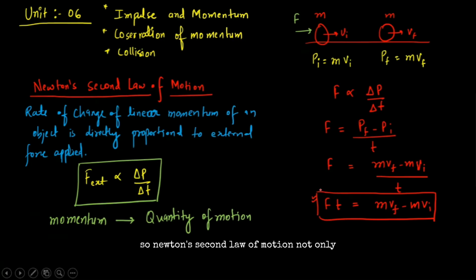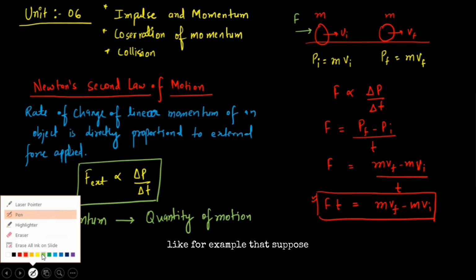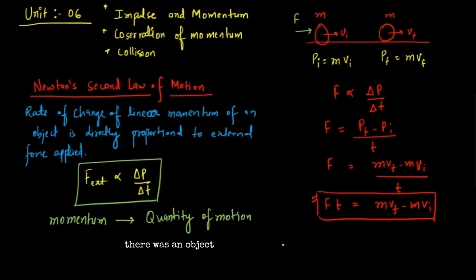So Newton's second law of motion not only says that an external force is going to change the momentum, but it also says that even if a small force acts on an object for a small period of time, for example, suppose there was an object traveling at a certain speed and suddenly it faces a wall.